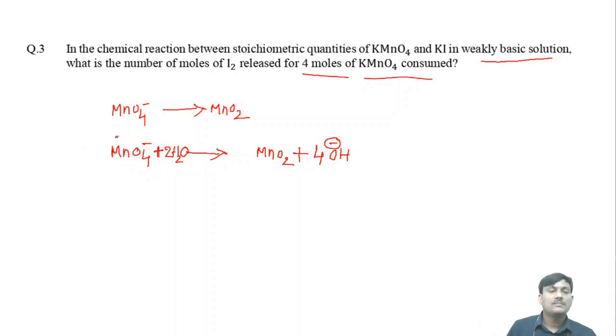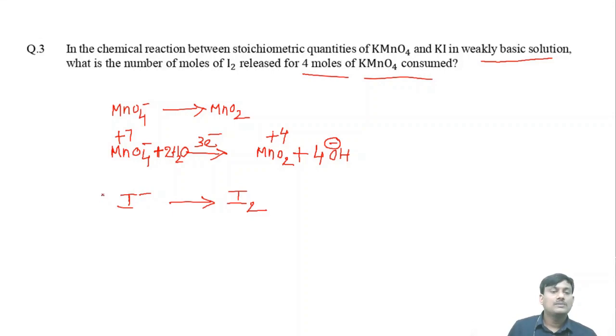The oxidation state is +7 and this one is +4. So how many electrons are involved? 3 electrons are involved in this reduction process. And what is the other half reaction? Iodide, I minus, is converted into I2.